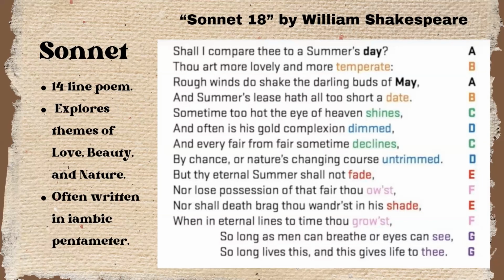There are different types of sonnets, such as the Shakespearean sonnet, which is composed of 3 quatrains and a rhyming couplet at the end, and the Petrarchan sonnet, which is an octave followed by a sestet.